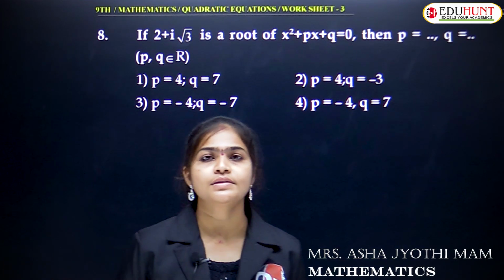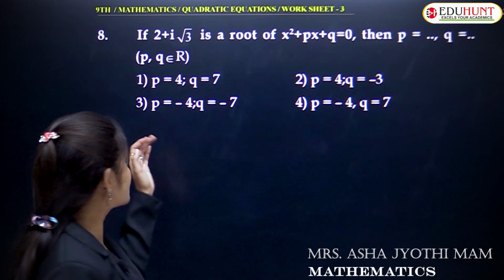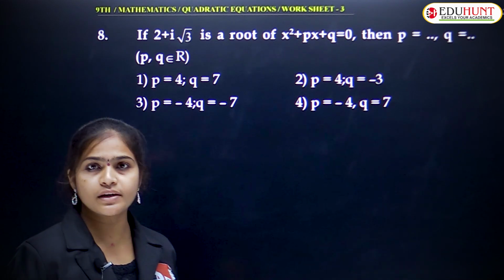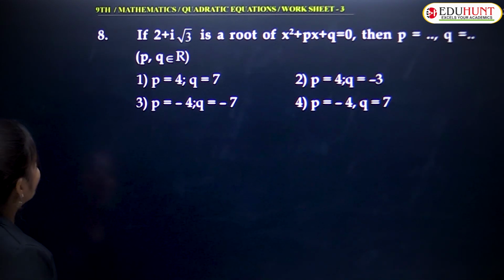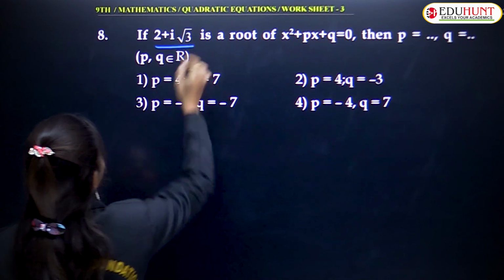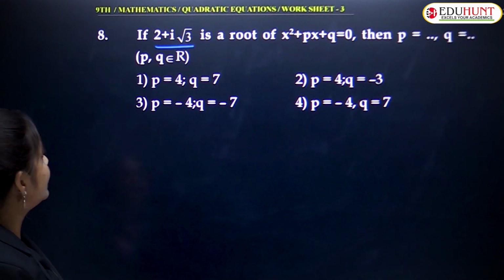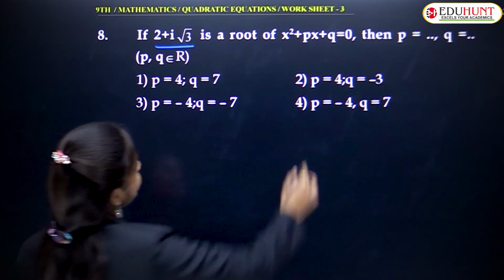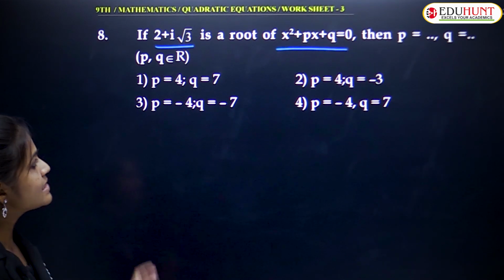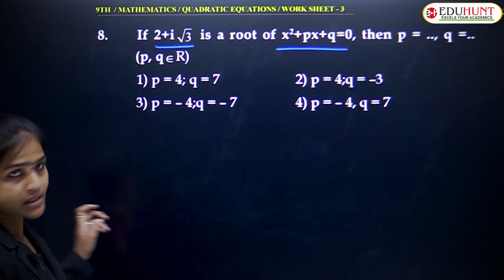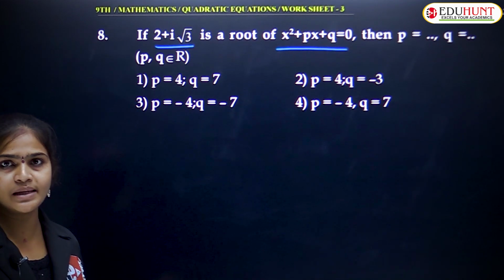So hi children. In the previous video we discussed up to 7 questions, no? So in this video we are going to discuss the questions from 8 onwards. Here what have they given? If 2 plus i root 3 is a root of x square plus px plus q is equal to 0, then p is equal to and q is equal to, where p and q belong to real numbers.